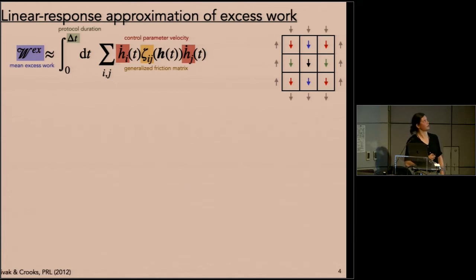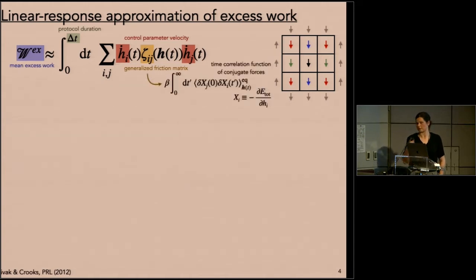So delta T is protocol duration, and you basically integrate for every point in time, what is the change in each of the control parameters? So HI is indexing each of the control parameters that you're individually changing during the protocol. And then the other term here in the middle is this generalized friction. And this is basically an integrated time correlation function of fluctuations in your system.